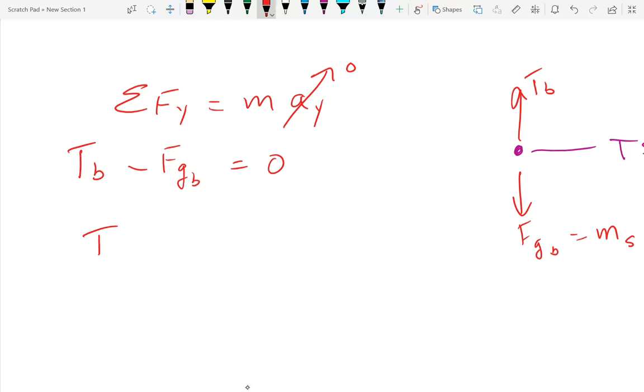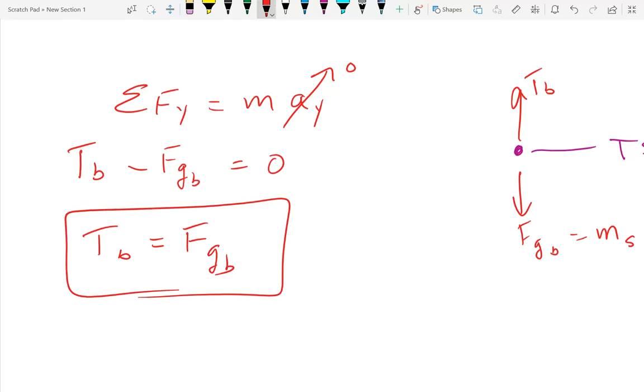And now we can solve this for tension B, which is force of gravity B, which once again is exactly what the team did. So they did all of the right work. I just wanted to make sure you see that methodology, why we do the free body diagram.